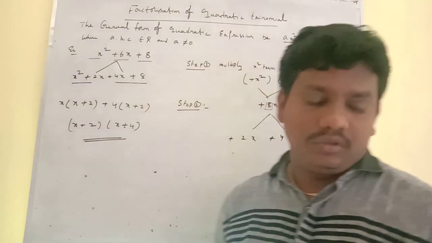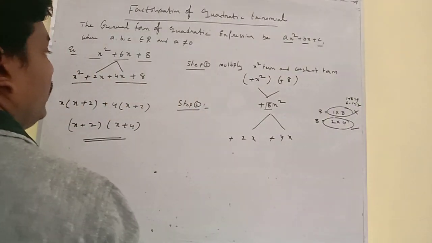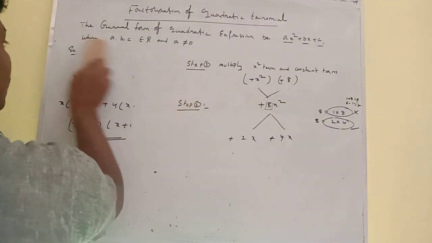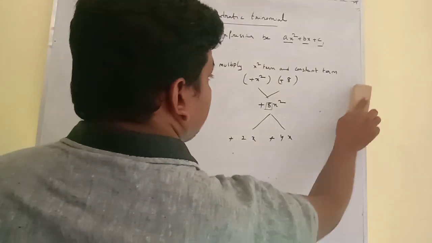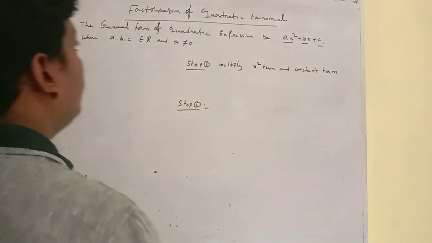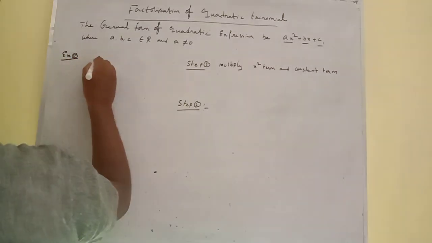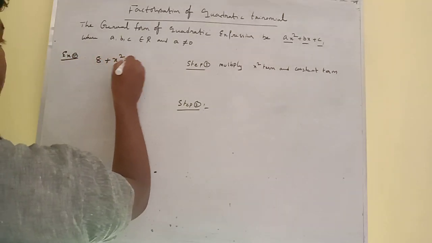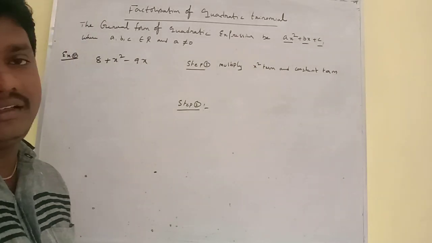Now we are going to another example for better understanding. Let us see how it is. So example 2, you can consider 8 plus x square minus 9x. So 8 plus x square minus 9x.